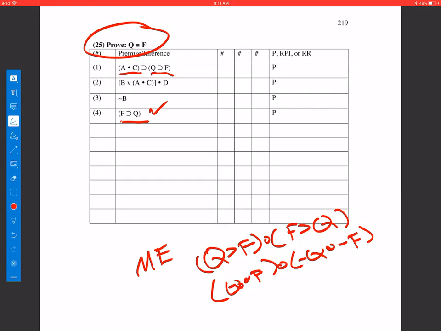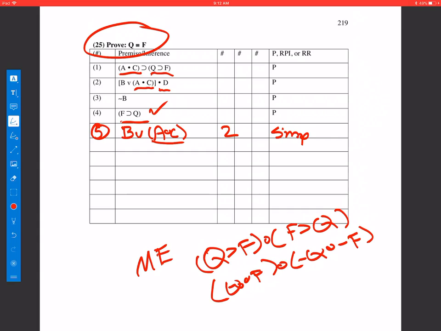We need an A and a C to do a modus ponens on line 1. There's an A and C in line 2, but we need to get it out. First things first, since the main operator is a conjunction, let's get rid of that D. So 5 is B or A and C from 2 by simplification. Okay, remember we're after the A then C part.